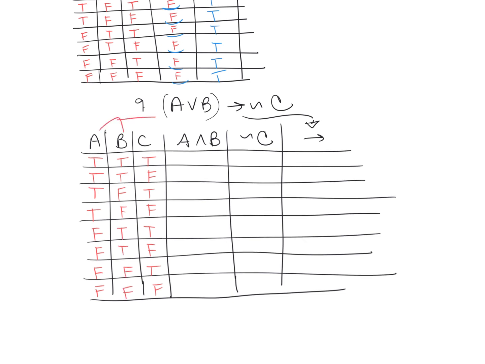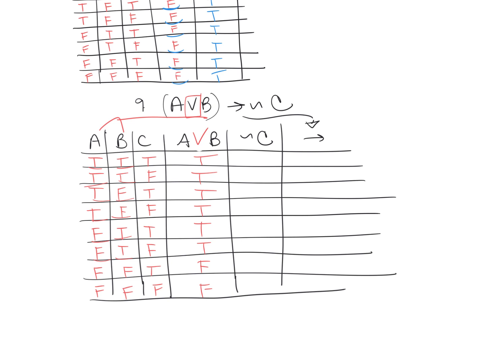Okay, so we want A and B together. Oops, not A and B. We want A or B. Let me erase that. And so that's true as long as one of them is true. So we're going to get a true, true, true, true, true, true, and then these last 2 are false.